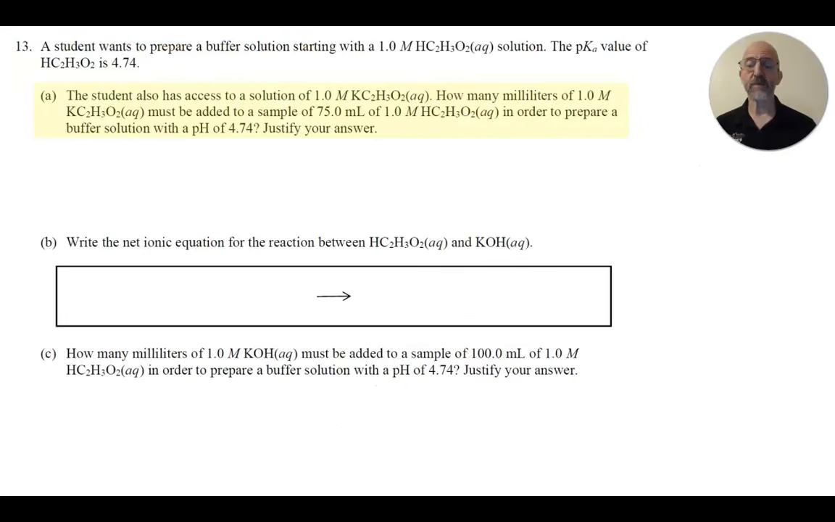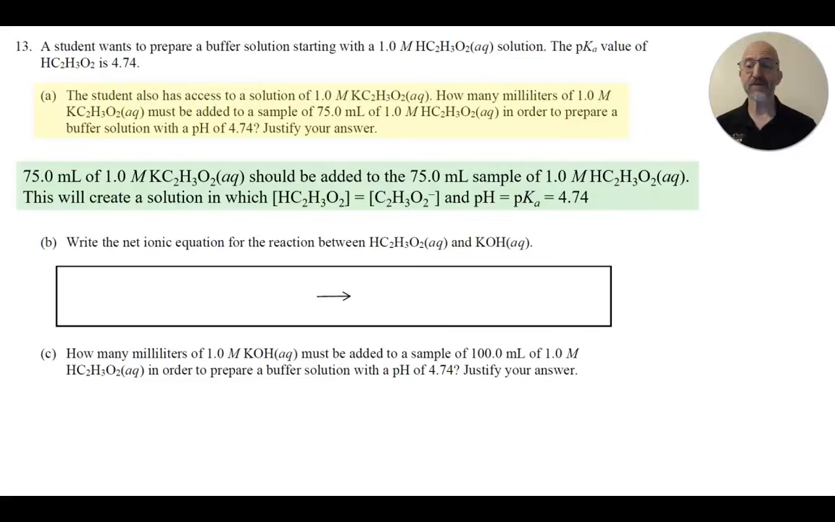How many milliliters of 1 molar potassium acetate must be added to 75 milliliters of 1 molar acetic acid? I want the same number of moles, so 75 milliliters of 1 molar potassium acetate should be added to the 75 milliliter sample of 1 molar acetic acid, because this will create a solution in which the concentration of acetic acid is equal to the concentration of the acetate, the conjugate base, and pH equals pKa, or 4.74. Now, that half titration method that I had mentioned as another way to make a good buffer, that's coming up in part C of this question.